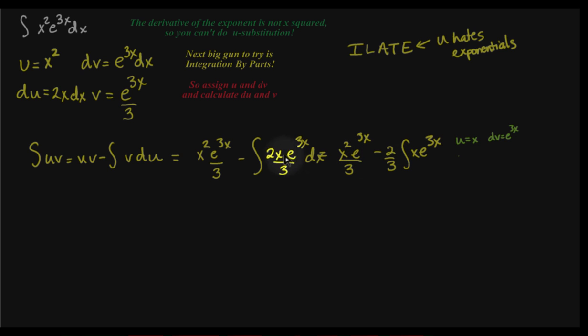At this point you can bring out your constant of 2/3, and then you'll notice that the derivative of 3x is not x, so we have to do by parts again. We already know that u hates exponential, so that's your dv, and use your algebraic term as u. Next step is to differentiate and integrate. The derivative of x is 1 dx. And then we integrate e to the 3x, giving e to the 3x over 3.